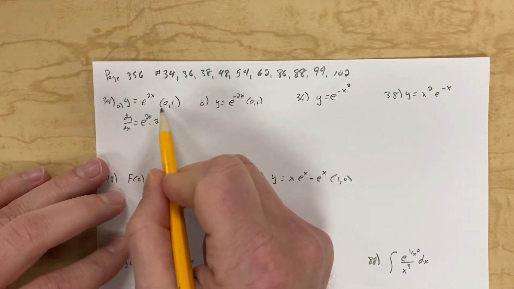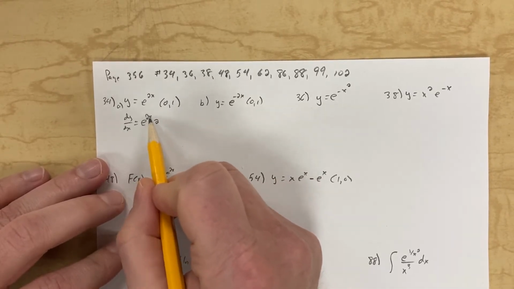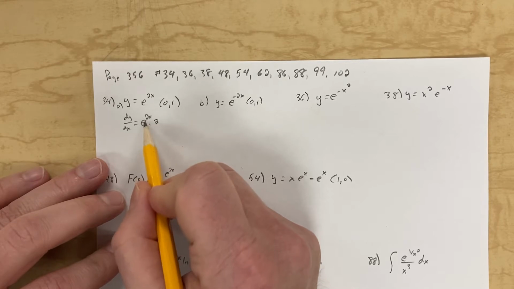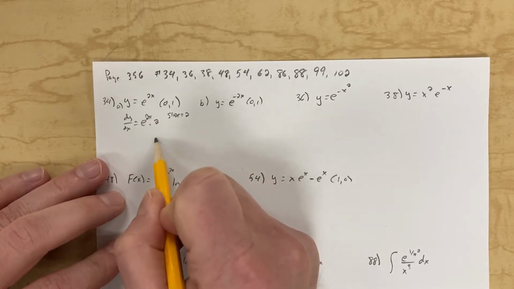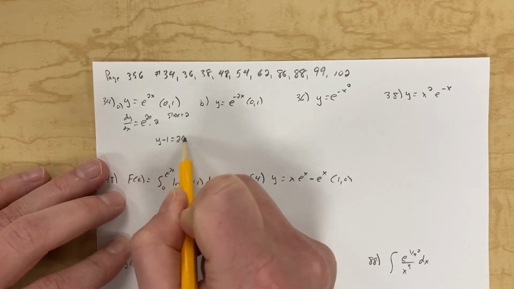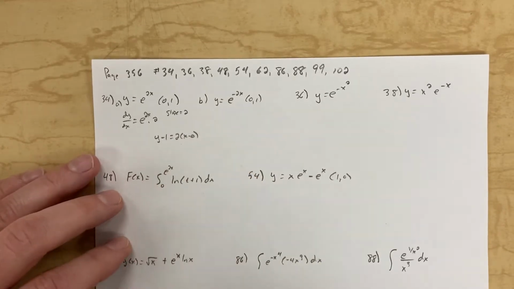So if I were to put 0, 1 in for this one, I'll get e to the 0, which is 1. 1 times 2 gives me a slope of 2. And so I get y minus 1 equals 2 times x minus 0 for that equation.